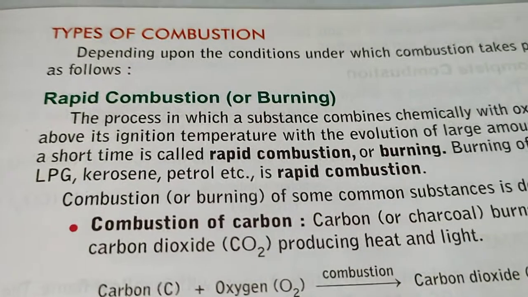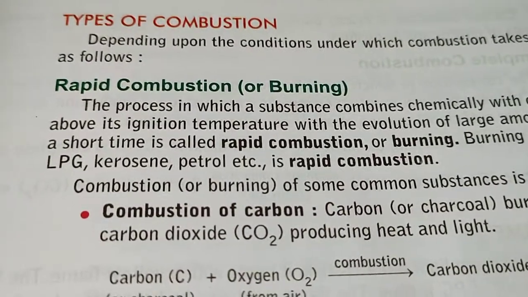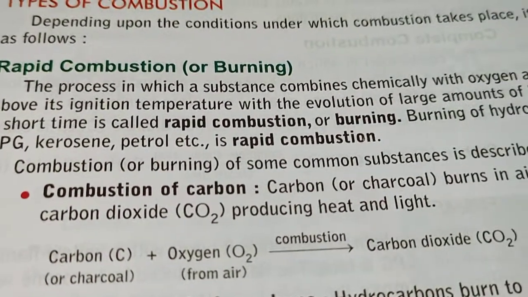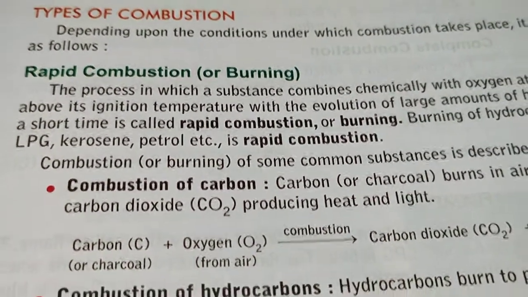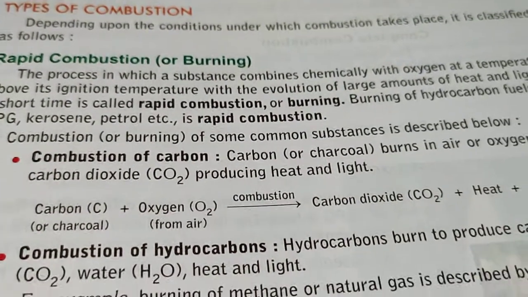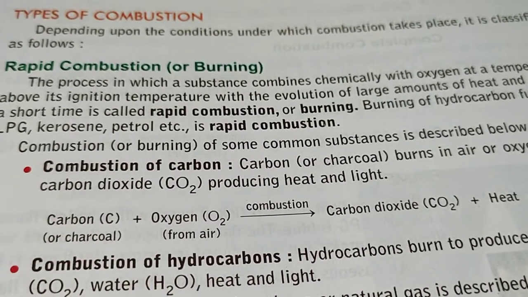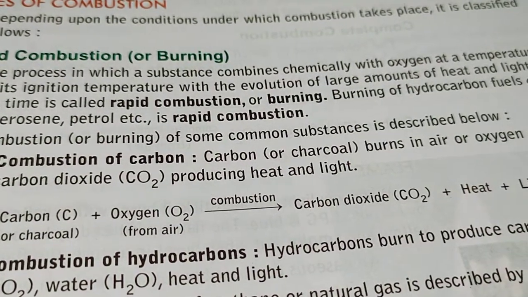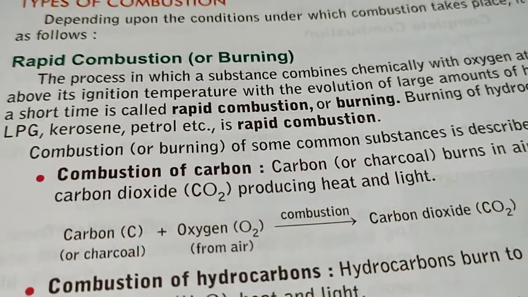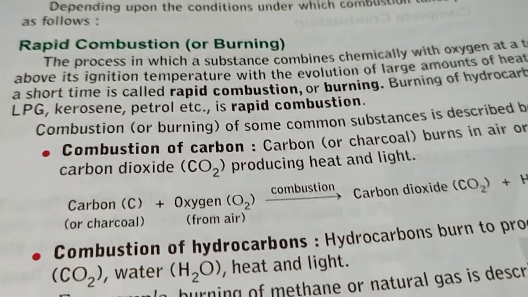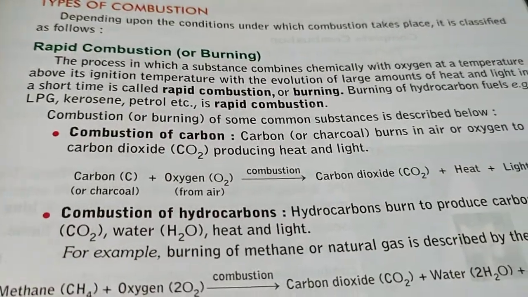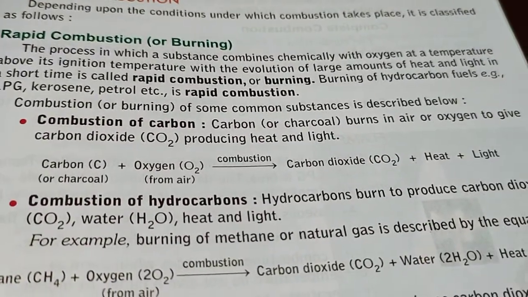Now let's learn about the different types of combustion. Let us begin with the first, that is rapid combustion, which is called burning. In this type, a substance combines chemically with oxygen above its ignition temperature. Burning of hydrocarbon fuels, that is kerosene, petrol, LPG, are examples of rapid combustion. You must have seen that we can start the LPG very quickly.